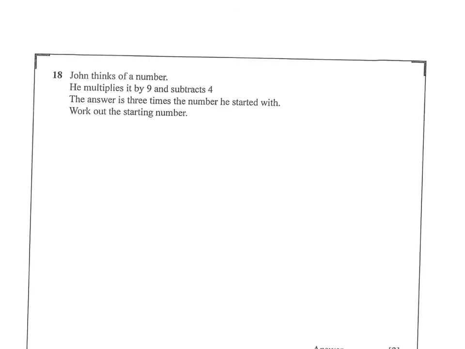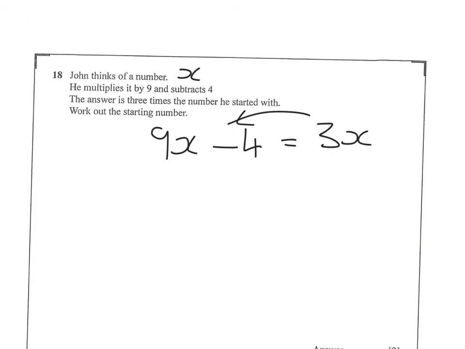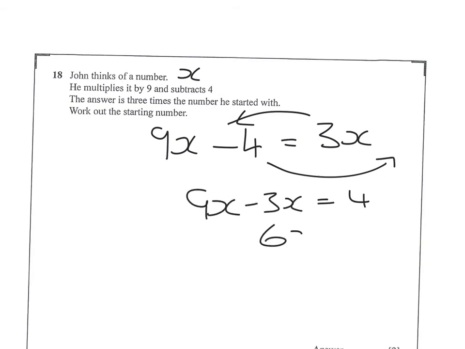So John thinks of a number, let's call that number x. He multiplies it by 9, so 9x, and then he subtracts 4. And his answer is 3 times what he started with. So if we bring the 3, we get 9x minus 3x equals 4. 6x equals 4. x equals 4 over 6, which is 2 over 3.